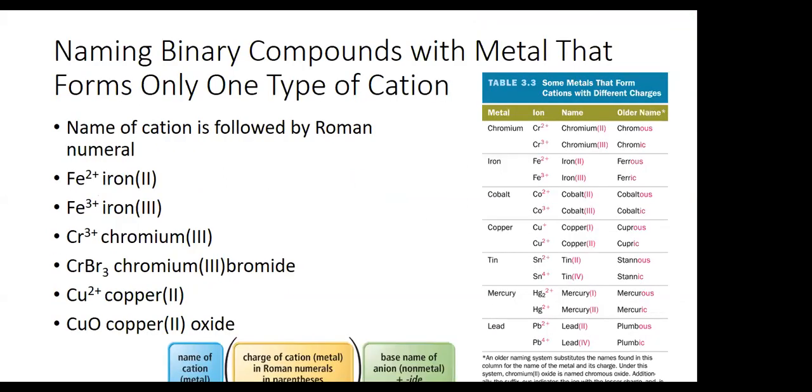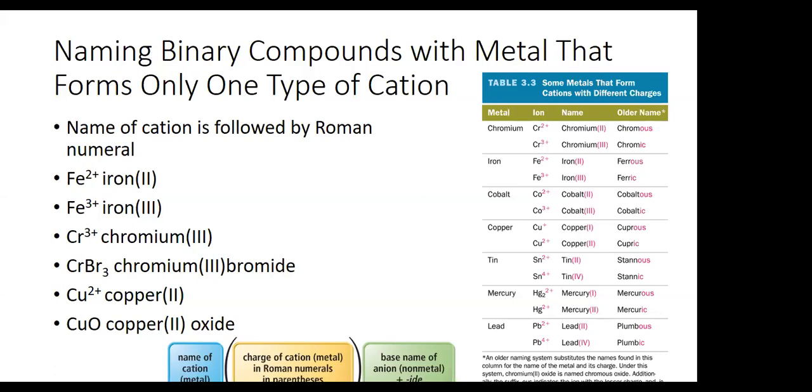So let's talk about how we name metals that have more than one type of cation it can form. This is where we use Roman numerals. So for example, iron. Iron has two common ions it can form. It can either be iron 2 plus or iron 3 plus. And so when we have a compound with iron in it, we have to name it to be explicit about the ion that's forming. So we have to say it's either iron 2 or iron 3. And so to say what ion you have, you use Roman numerals.